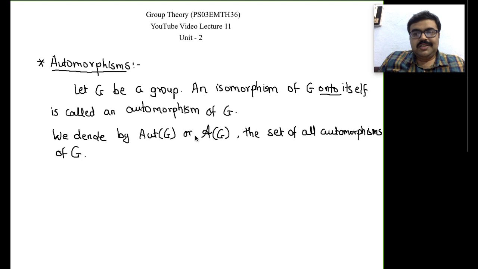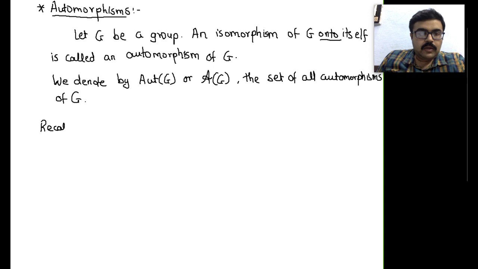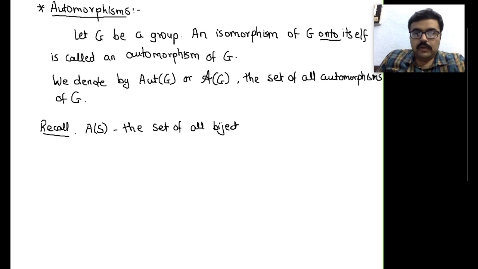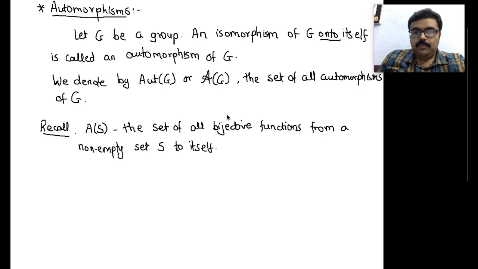So this is script A(G). There is another A(S) which we have seen. So recall this notation A(S). A(S) was the set of all bijective functions from a non-empty set S to itself. Right, this we have seen in the first unit. The set of all bijective functions from a non-empty set S to itself, so S to S onto, in fact, because here I have written bijective.